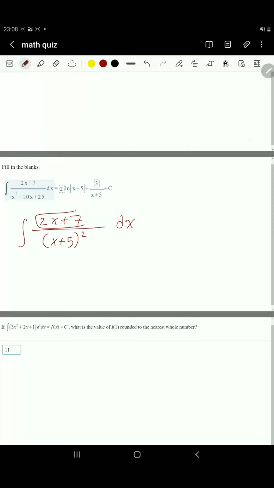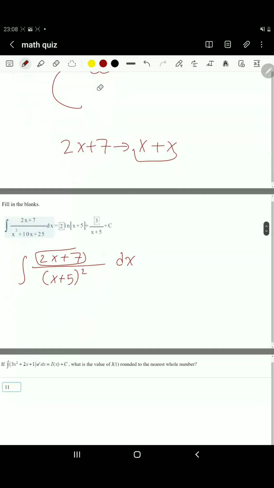So, what are we going to do right now? I'll show you. We know that 2x plus 7 is the same thing as saying x plus x, and that's 2x. And what is 7? 7 is just 5 plus 2. x plus x is 2x. Why did we do this? Well, that's simple. Because we need x plus 5 to be somewhere. So you have x plus 5 plus x plus 2.